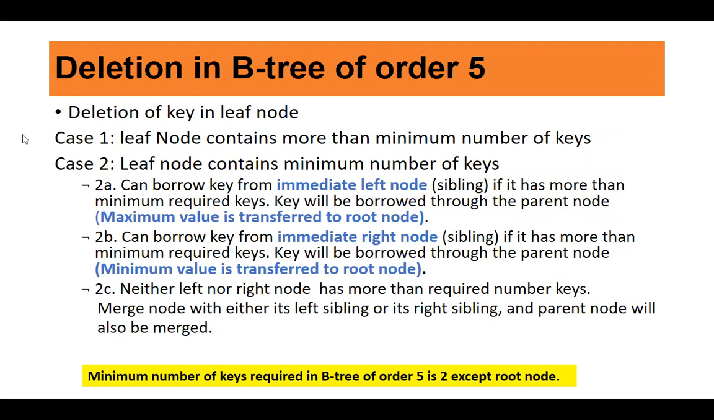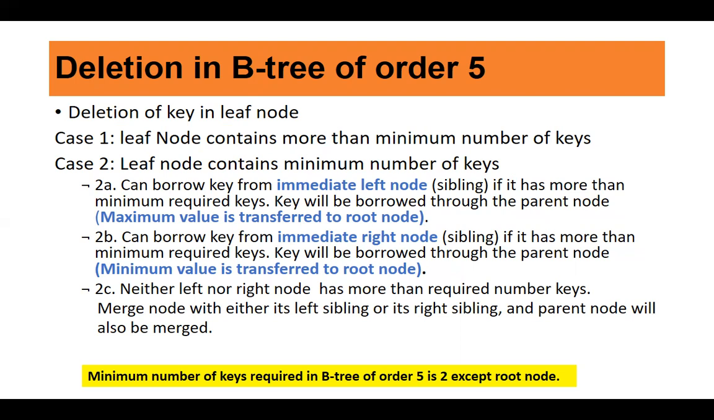So there are two cases when you're deleting a key in a leaf node. In case one, the leaf node contains more than the minimum number of keys. We already know the number of keys required in all the nodes other than the root node is m by 2 if the B tree is of order m. So here, when we are talking about a B tree of order 5, the minimum number of keys required in each non-root node is 2, right? So if a leaf node contains more than 2 keys, then deletion is very simple, right? That is case 1. Case 2, the leaf node contains the minimum number of keys, meaning it contains only 2 keys.